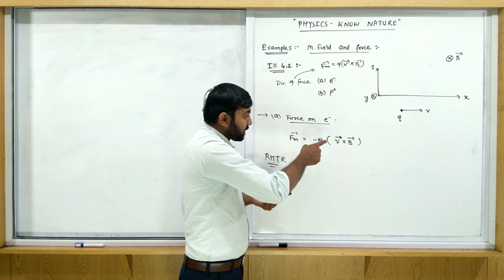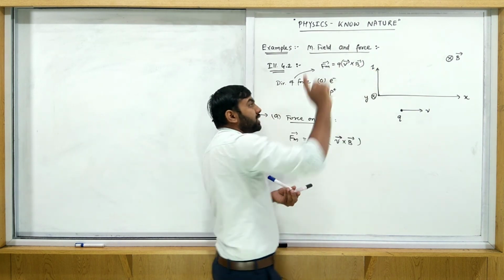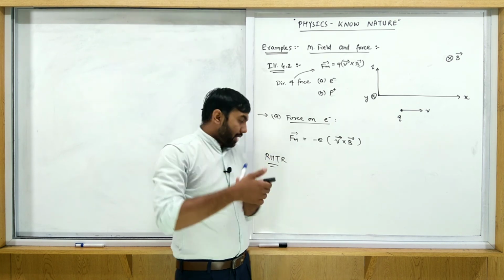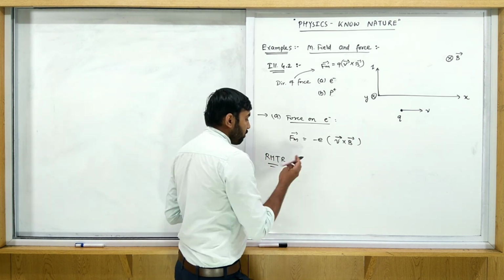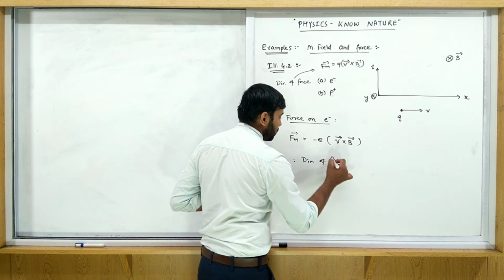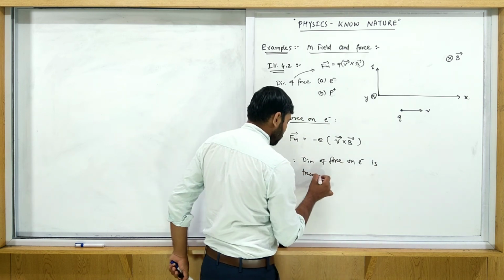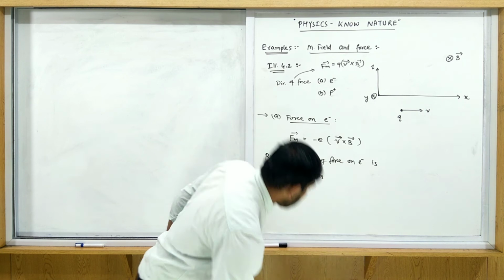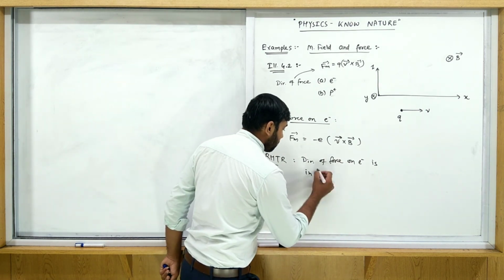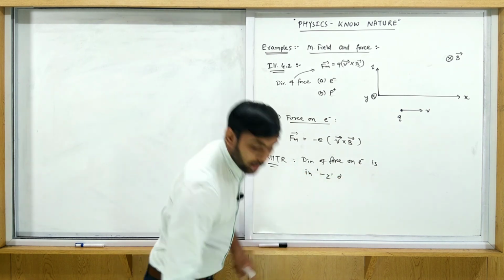But here the negative sign is present. The direction of V cross B is plus z. What is the direction of V cross B? Positive z. But this negative sign is present, so it means negative z. So by using the right hand thumb rule, we get the direction of force on electron is minus z, which means it is towards the minus z. Okay, so force on electron is towards the minus z.